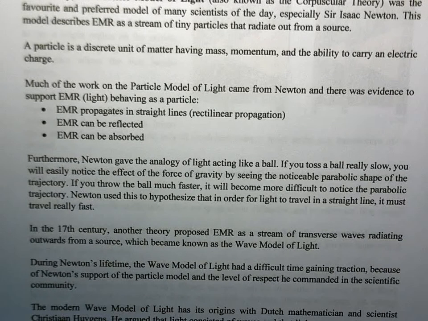Particles, for example a ball thrown against a wall, will reflect off the wall. Electromagnetic radiation is known to reflect, which was also evidence that it was behaving like a particle. Electromagnetic radiation could also be absorbed by surfaces. For example, if you throw a ball in the water, the ball gets absorbed by the water. This is also evidence that it's treated like a particle.